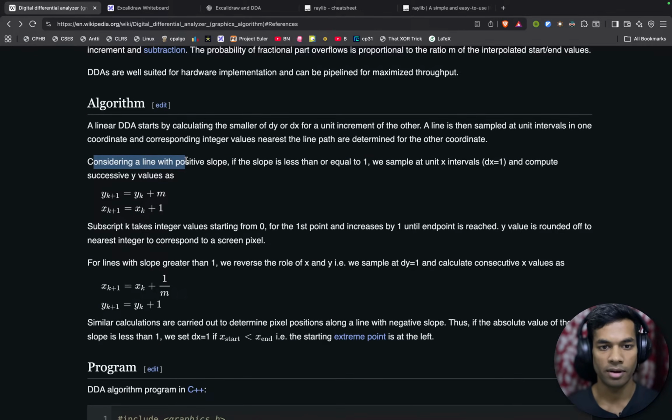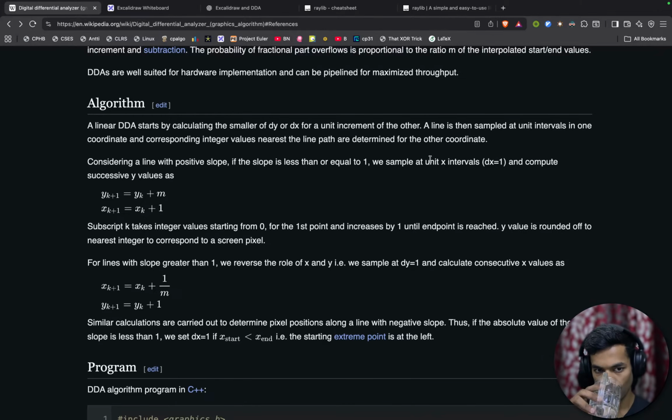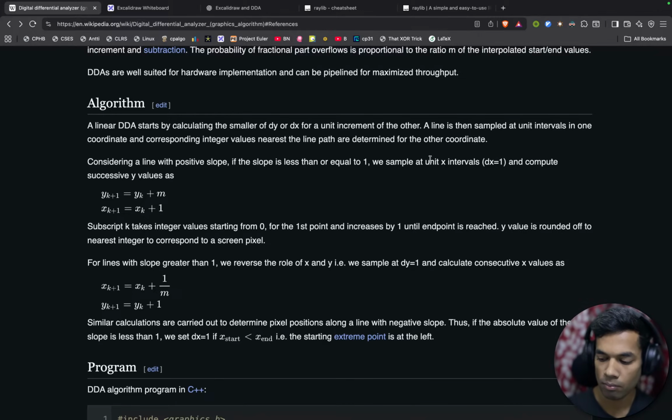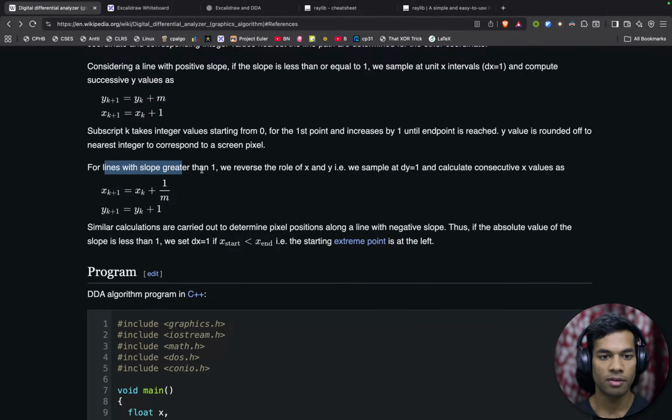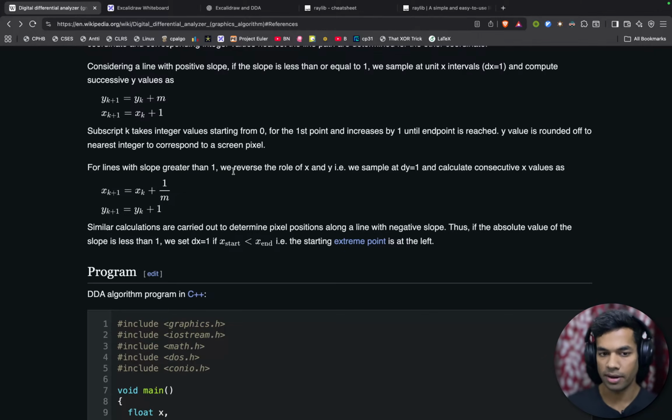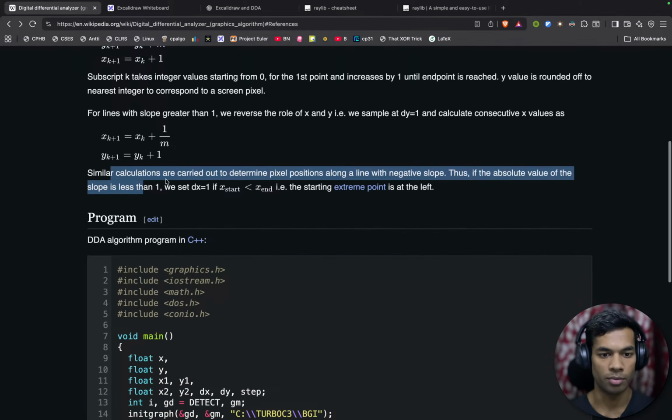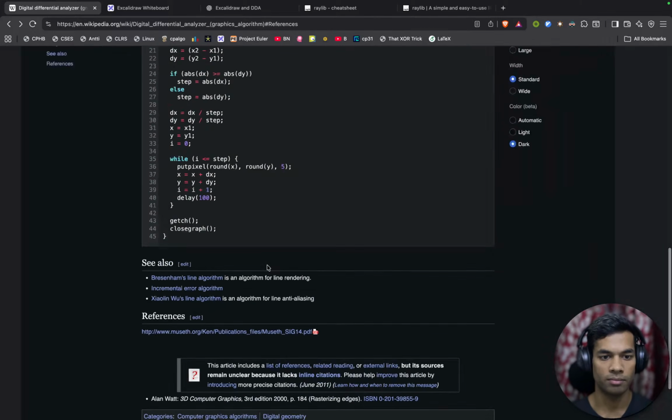Okay. Considering a line with positive slope, if we are moving more in the y direction than in the x direction, then we will move in the x direction by a fixed amount, which they have taken as 1. And subscript k means the previous iteration. And for the lines where we are moving more in the x direction per every change in the y direction, we will move a fixed amount in the y direction, and we'll calculate what the x would be. And so that is the whole algorithm.